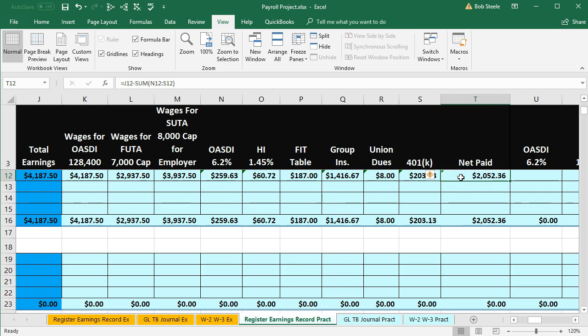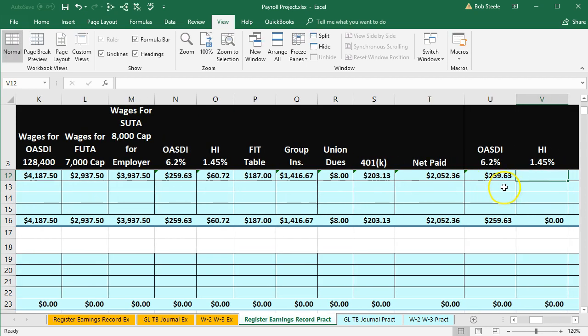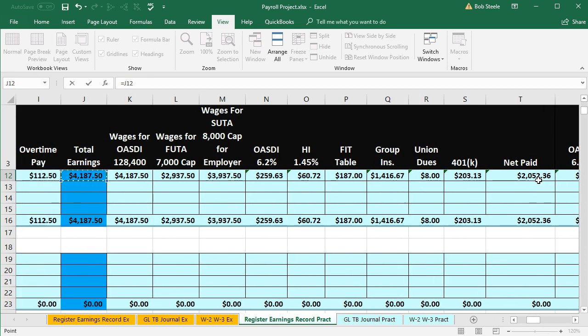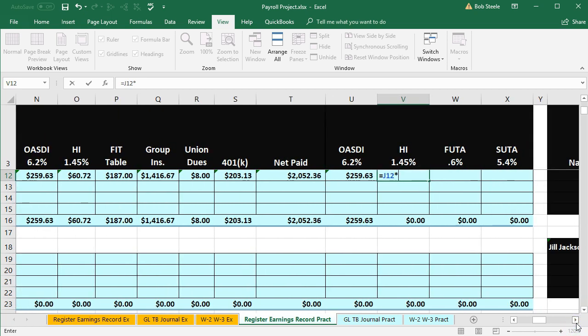Now we're going to do the employer calculations and the employer taxes for OASDI. It's going to be the same amount, but I like to do the calculation again, kind of a double check, I guess. It's going to be this 4,187 times 0.062, and that's going to be the 259.63, which is equivalent to here. We'll do the same for the HI, which is Medicare. So this is going to equal, scrolling back over, the total earnings times 0.0145. That's going to give us the 60, which should match what we have here.